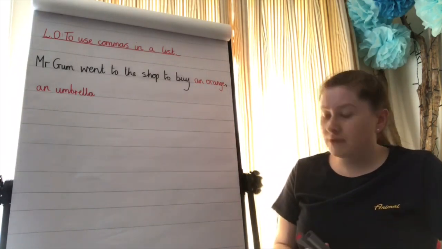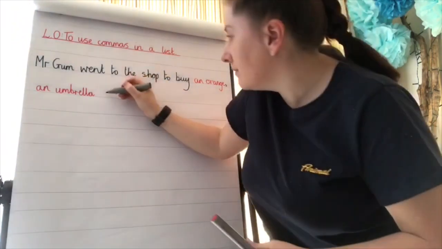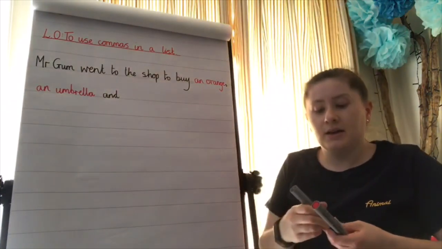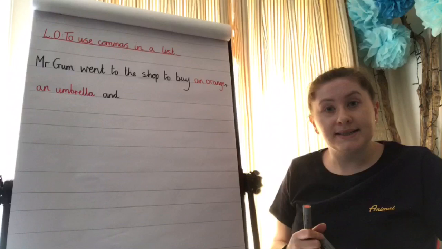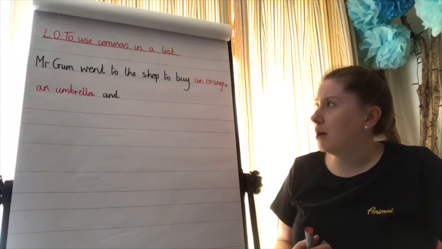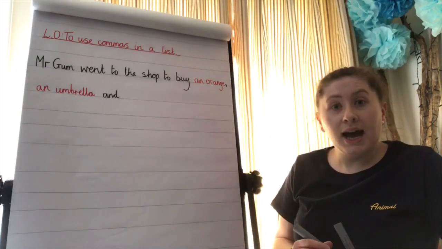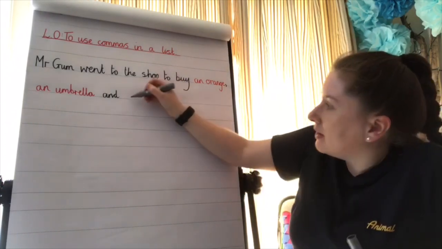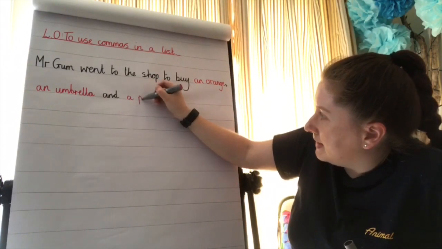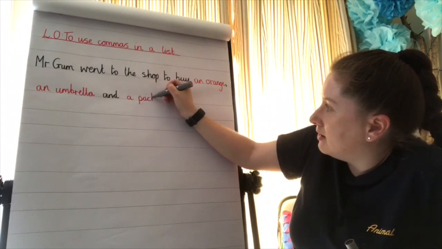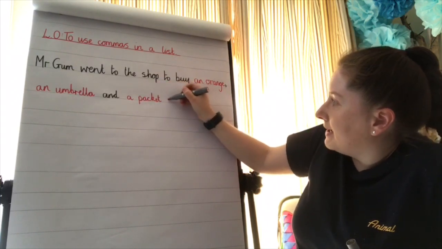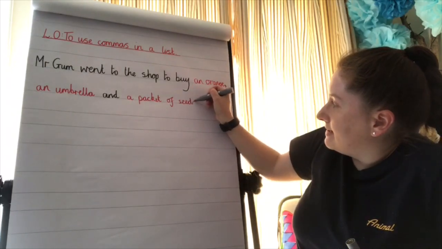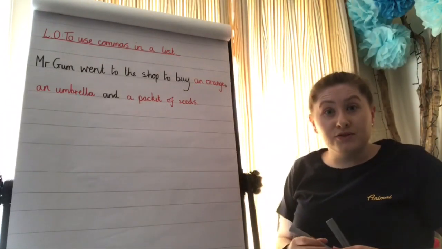So I'm going to write my word and then in red, I'm going to show my next item that I know Mr. Gum needs to buy from the shop. So he got an orange, an umbrella, and a packet of seeds. Because I know Mr. Gum needs to keep his garden nice and neat. A packet of seeds.